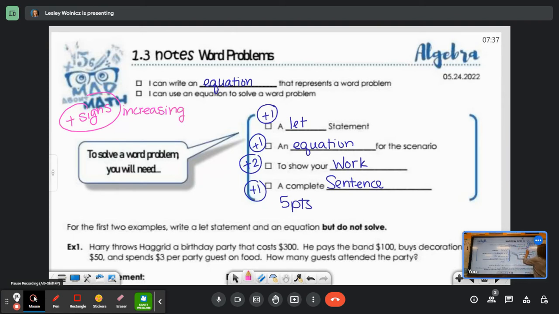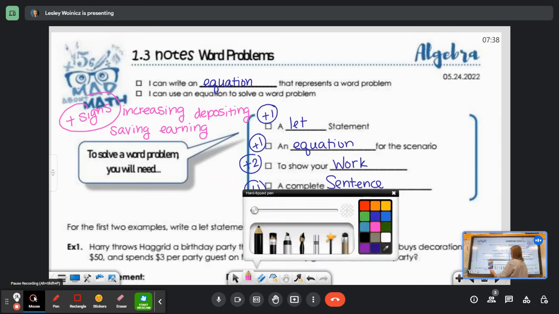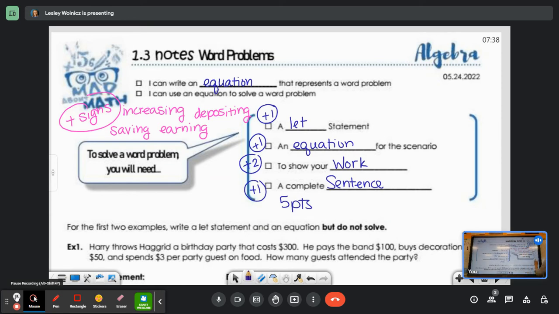saving, earning, depositing, okay, that's obviously not an entire list, but that gives you an idea of what you're looking for. All of those things are telling us that we are like increasing or that a quantity is positive. Okay, so now you can think about the opposite of those, and that would be your list for negative signs.